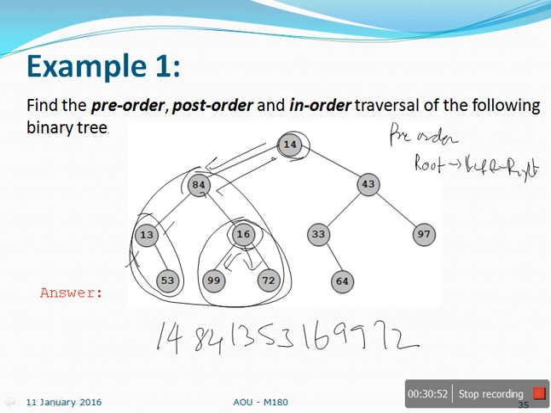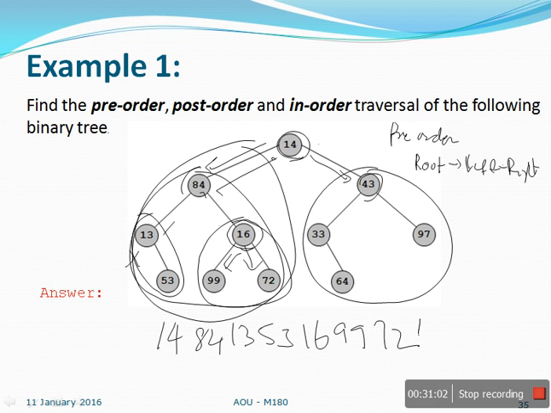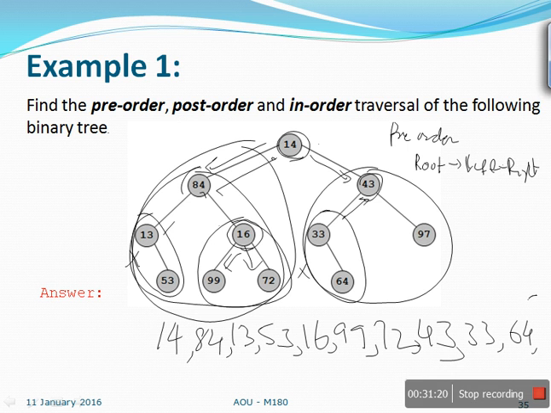Now go back again to the right of 14. We process this subtree along with the root. This is a subtree now, it has a root 43. I put a comma in between so that it will be clear. Now 43, go to its left, a subtree with a root 33 and then 64, there is no left, there is a right. Now coming back to 43, it has a right 97. So this is your pre-order traversal. Here it is 14, 84, 13, 53, 16, 99, 72, 43, 33, 64 and 97.